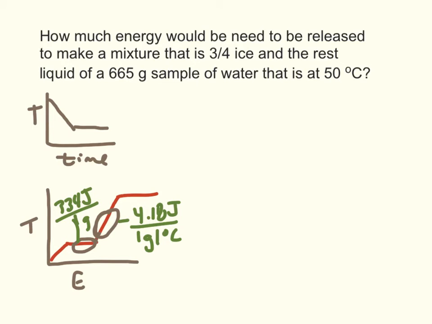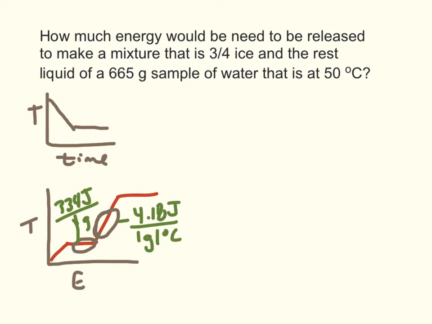And let's just think about what's really happening here. We had liquid water that was pretty warm, 50 degrees Celsius. We cool it down. Once it gets down to 0, then I want to know how much energy when 3/4 of it melts. The rest is water, but the temperature is still going to be 0 degrees Celsius. So we got to take this one step at a time.